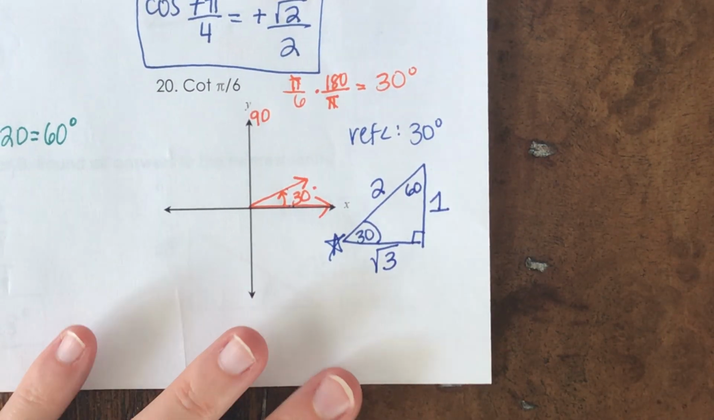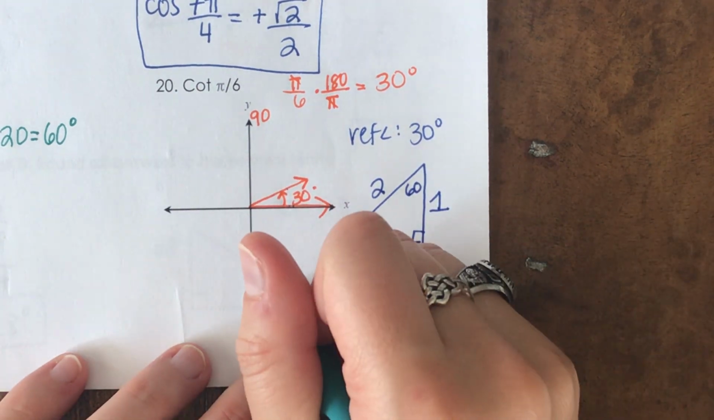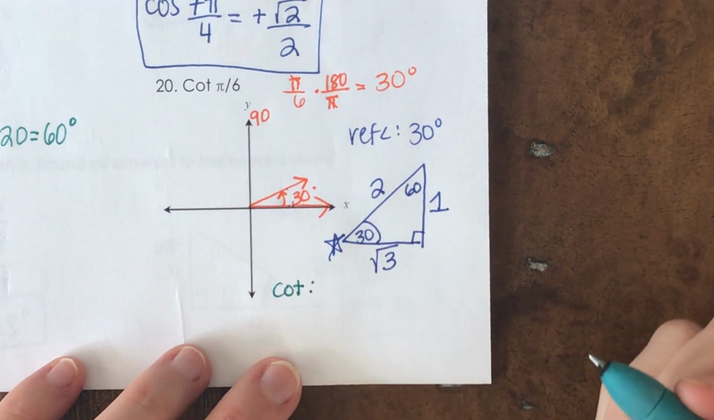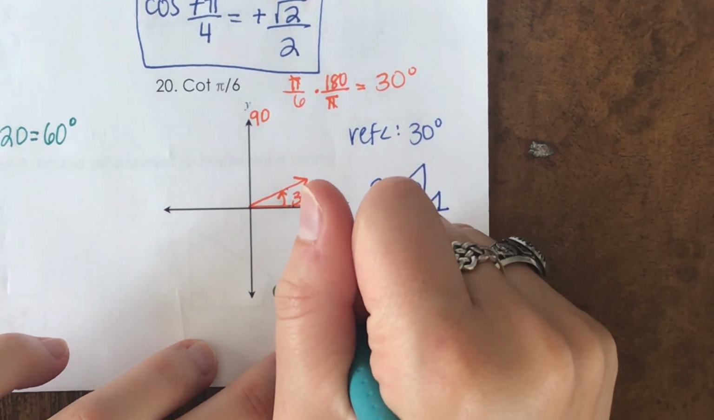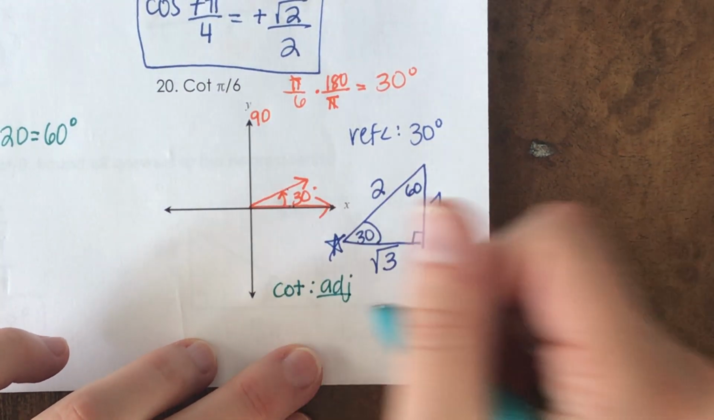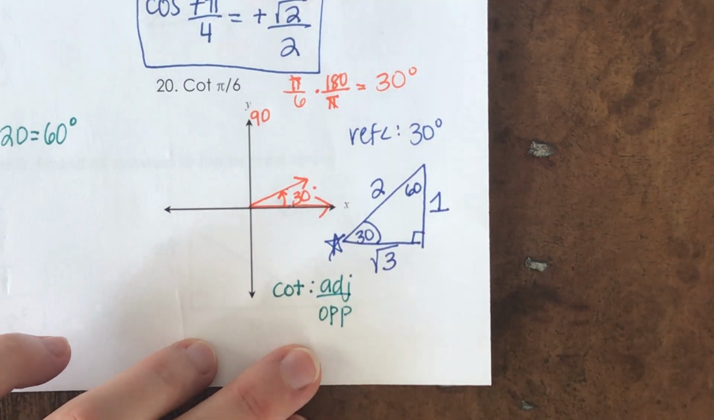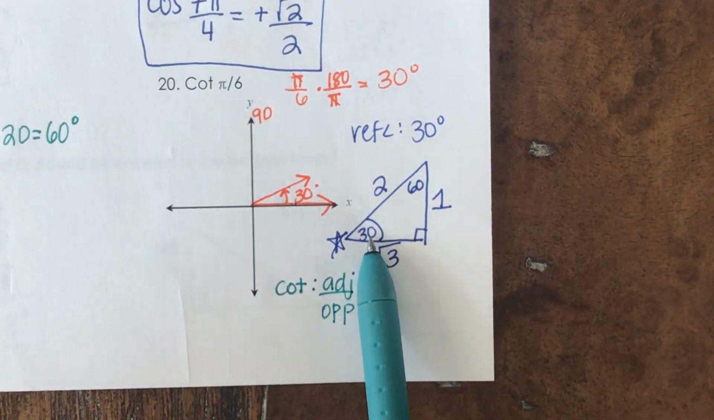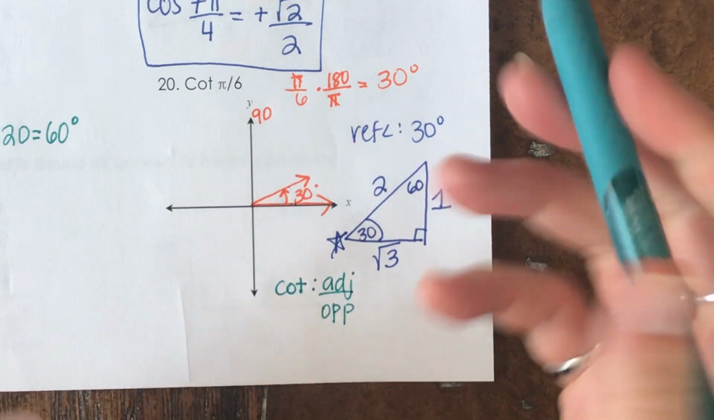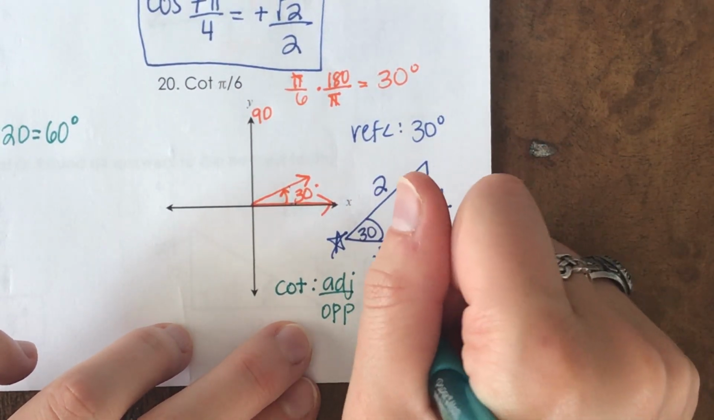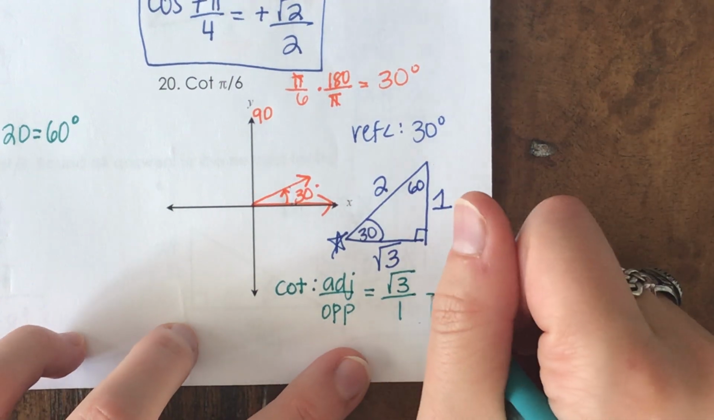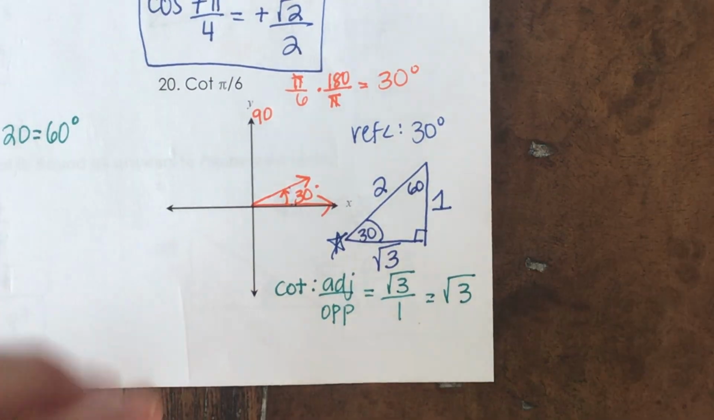Okay, the only thing that's different now is I'm looking at cotangent. So cotangent is the reciprocal of tangent, so that would be the adjacent over the opposite. Okay, so adjacent to the 30 is radical 3. Opposite would be a 1. So radical 3 divided by 1 is just radical 3.